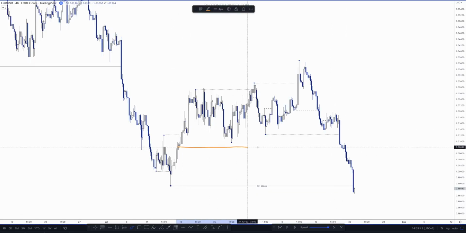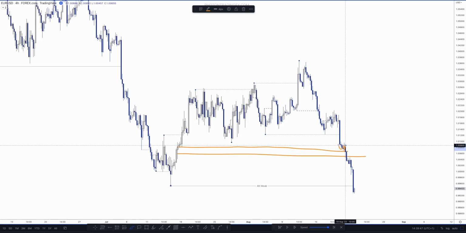Because as you'll learn, there are demand levels around here, and price can come in. It can give you little bounces on lower time frames. But you have to understand now that you are buying against everything being bearish.